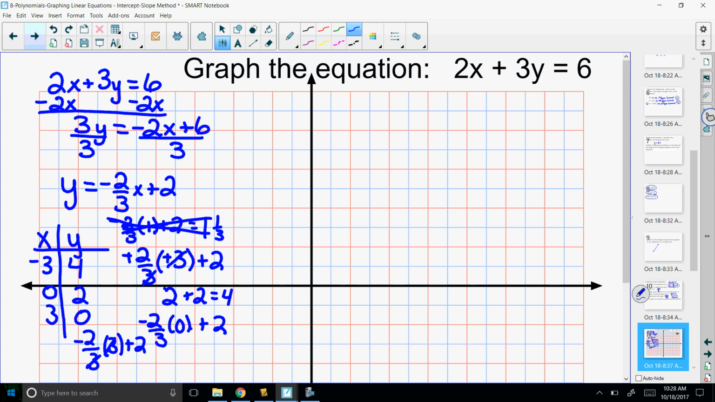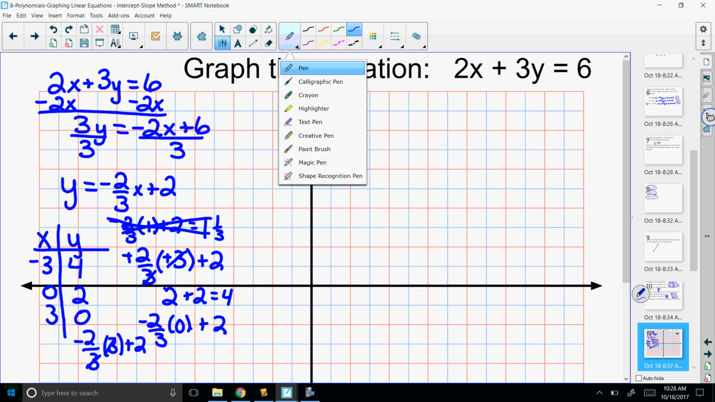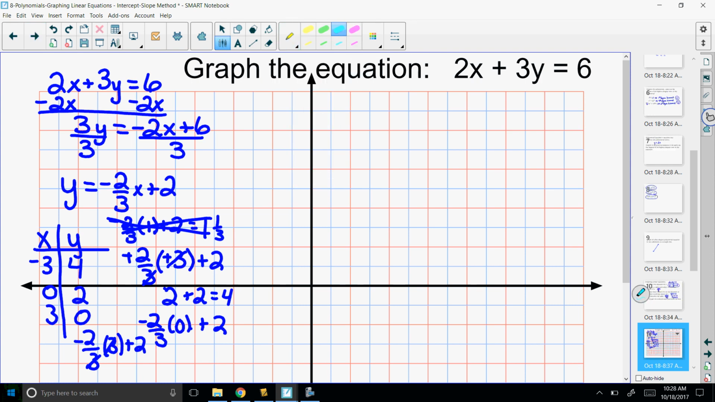All right, now I have this table, and what they say is I need to plot the values. Which axis is your x values? Do you know that? Is it the horizontal or is it the vertical? Horizontal. So the x-axis is my horizontal axis. So here is x, here is y. So I'm going to plot these coordinate points. Where's negative 3, 4? Where do I go from the origin? Back 3 and up 4.